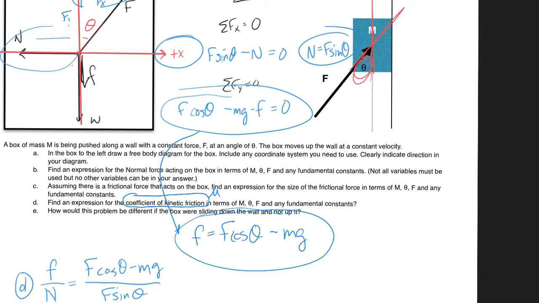Okay, how would the problem be different if the box were sliding down the wall instead of up? I'm looking for a sentence descriptor here. And all you would really need to indicate is that the frictional force would point upwards instead of downwards. So it would change the sign of the frictional force. Ultimately, it would make this a plus sign and not a minus sign. That has implications all along the problem. It means these two would be the opposite. It'd be mg minus F cosine theta. But it would be a written description I'd be looking for here.